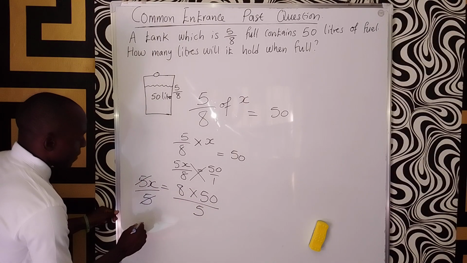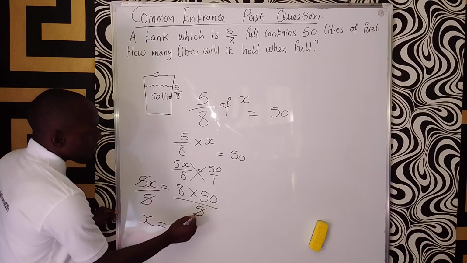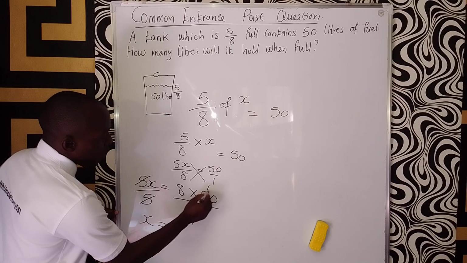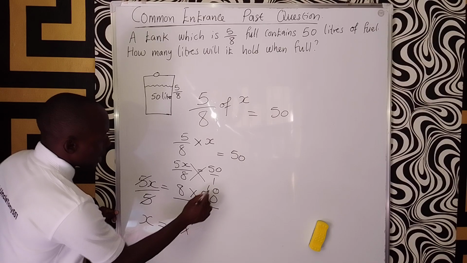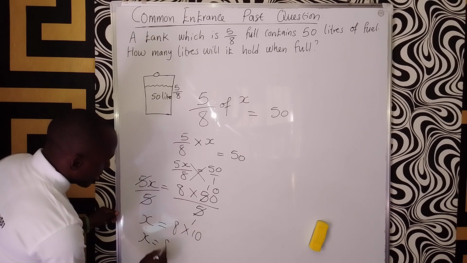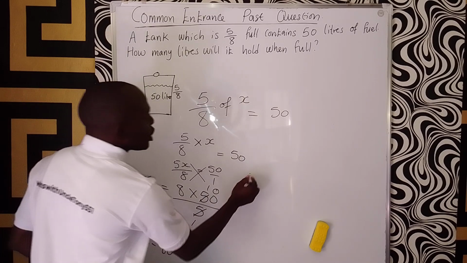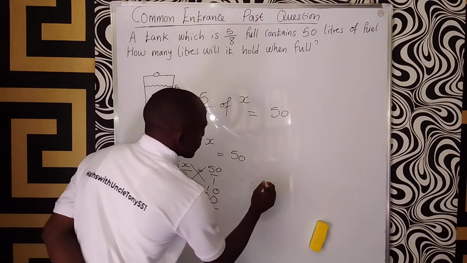5 will cancel this 5. I'm left with x. So for easy division, 5 here 1. 5 into 5, 1. 5 into 0 is 0. We are left with 8 here multiplied by 10. X is equals to 8 times 10, it is 80. So therefore the tank will hold 80 liters.